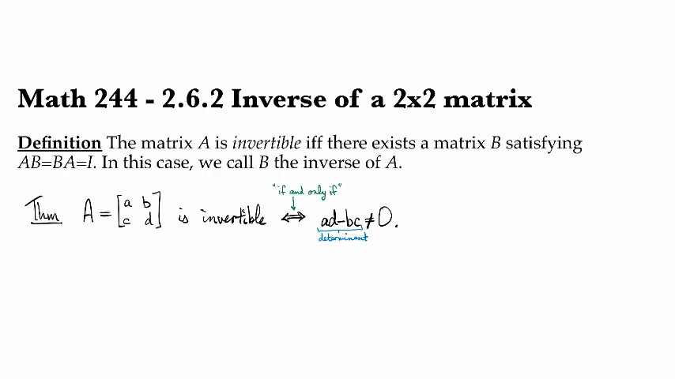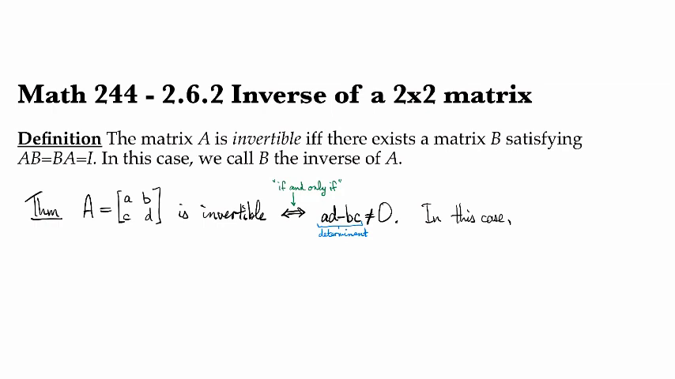And in this case, we can write a formula for the inverse. A inverse is given by 1 over the determinant times a matrix that we make by swapping the two diagonal entries. So we put the D here and the A there. And then for the off-diagonal entries, they get a minus sign, minus B and minus C.